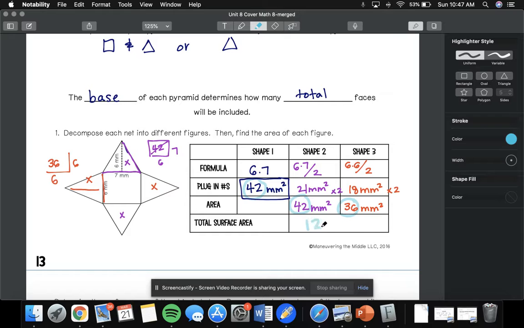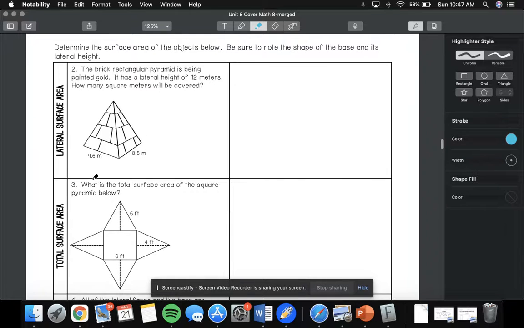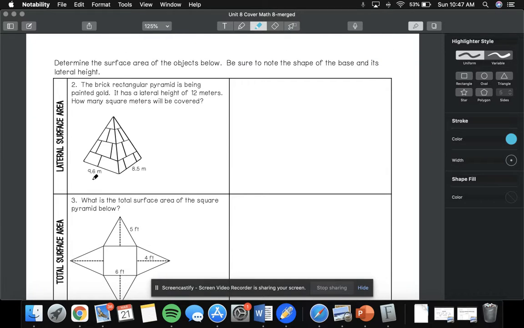And I get 120 total square millimeters to cover this pyramid. All right. Determine the surface area of the objects below. Be sure to note the shape of the base and its lateral height.